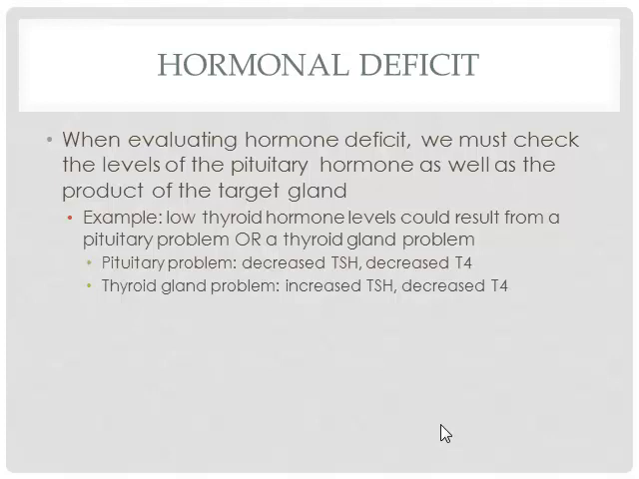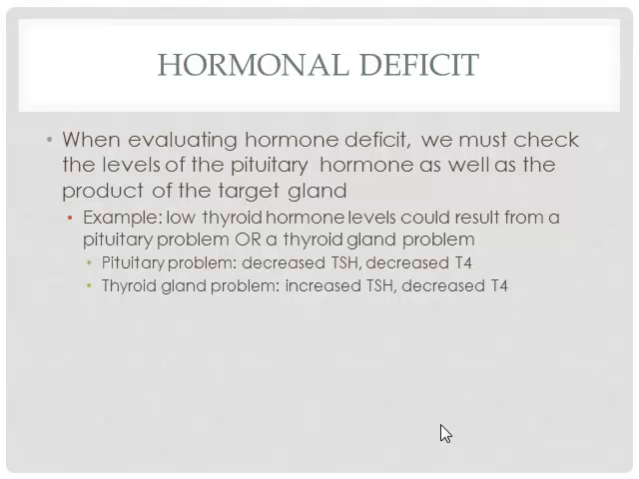So, for example, if we have a low thyroid hormone level, that could result from a pituitary problem or a thyroid gland problem. So, a pituitary problem would be the organ that's releasing the hormone, and/or the thyroid gland might be involved. If it's a pituitary problem, then we wind up with not enough thyroid-stimulating hormone, and because of that, at the target organ, which is the thyroid gland, we wind up with decreased T4 levels.